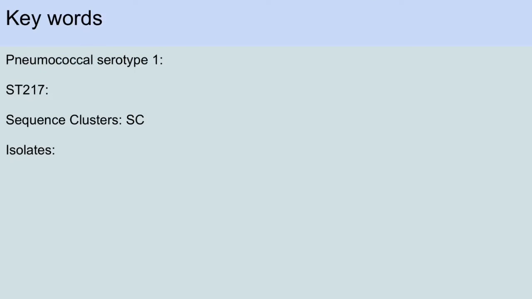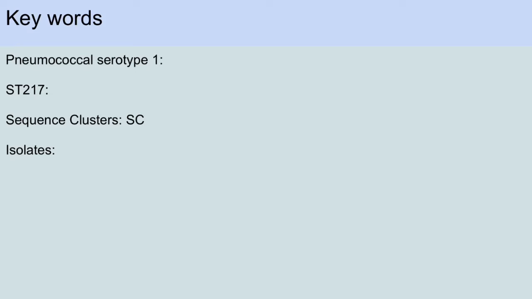Now on to some key words. First is pneumococcal serotype 1. This is a serotype of pneumococcal disease, which is an infection that's caused by a bacteria. And then there is ST217. This is another name for the clone of the pneumococcal serotype 1 that will be used.